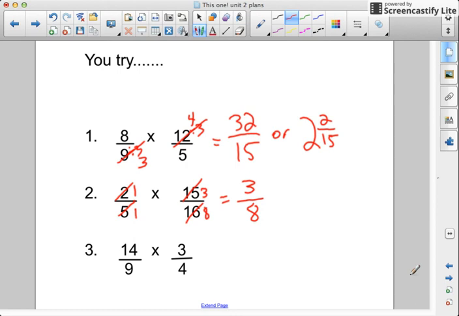Final one, 2 goes into the top and bottom here, so divide by 2, I get 7. Divide this by 2, I get 2. 3 goes into 3 and 9, so divide that by 3, I get 1. Divide this by 3, I get 3. I end up getting 7 times 1 is 7. 3 times 2 is 6, or 1 and 1/6.